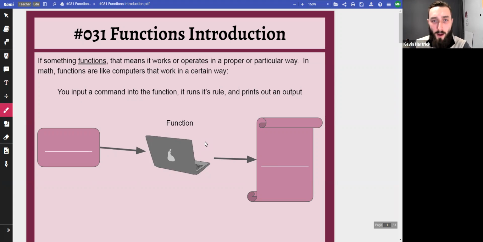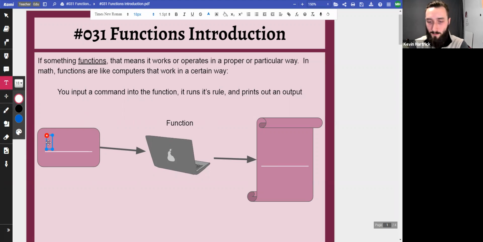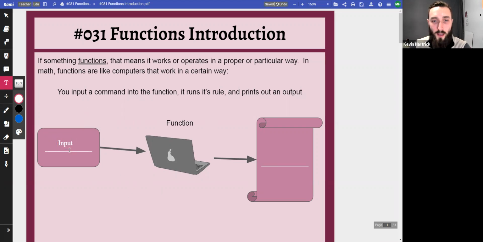Okay, so I have a diagram here. And what this diagram means is you input a command. So this word right here in this text box should be input. Okay, this is a math term that's going to be very useful for us, something to understand. Input. So you take an input, okay, it's a certain value. It could be a number, could be a word, could be a variable, could be just anything, right? So we take this input. It's something that we are putting inside the function.